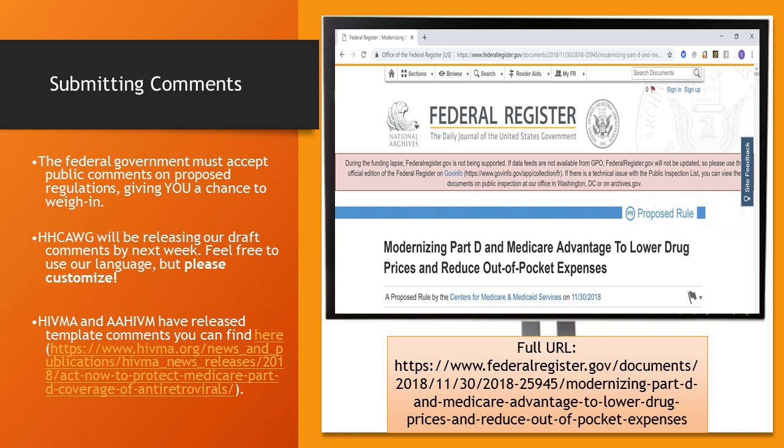Templates and other comments are a great starting point, but at a minimum, make it personal. Include information about yourself, your organization, any personal stories you have with access in Medicare, and how this would impact either you or the clients that you serve. So, next slide.